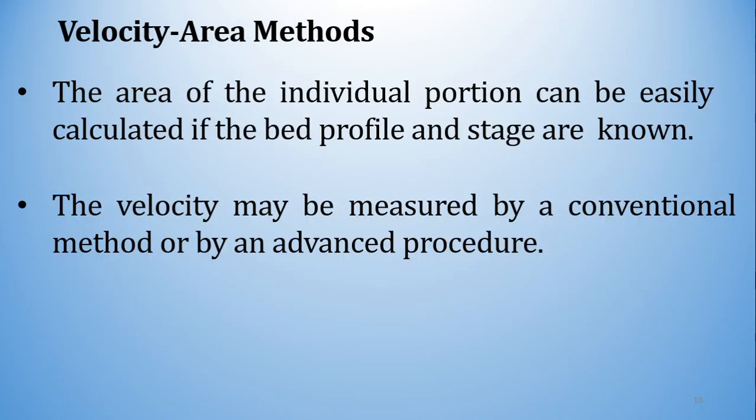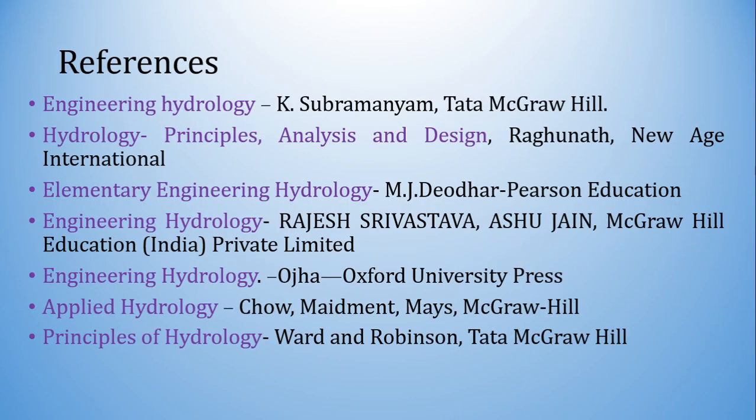The area of the individual portion can be easily calculated if the bed profile and stage are known. The velocity may be measured by a conventional method or by any advanced procedure. If you get the area, if you get the velocity, naturally you can find out the discharge, and that is the aim of this particular stream gauging. So I hope you have understood the concept of stream gauging and the first method to find out the discharge.